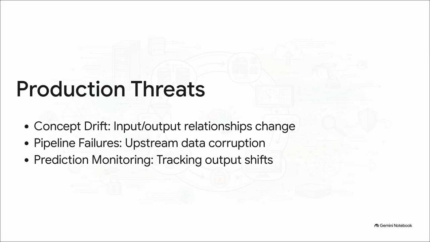The primary threats to your production ML systems include something called concept drift. This happens when the underlying relationship between your inputs and outputs evolves over time. Think about how fraud patterns constantly shift and change. Then you have pipeline failures, which are those terrifying silent upstream data corruptions, like a suddenly missing database column or stale data feeds. And finally, you absolutely need continuous prediction monitoring to track output distributions. Catching sudden shifts in any of these areas will signal critical issues long before your actual business KPIs start tanking.